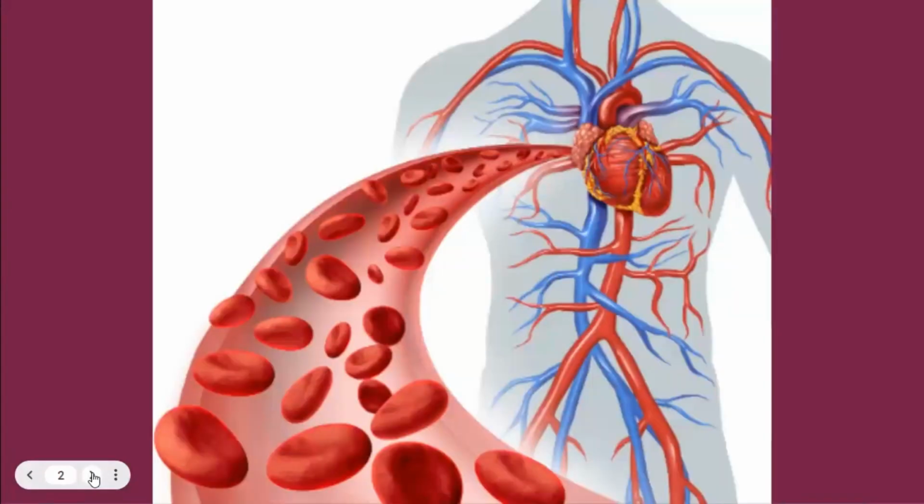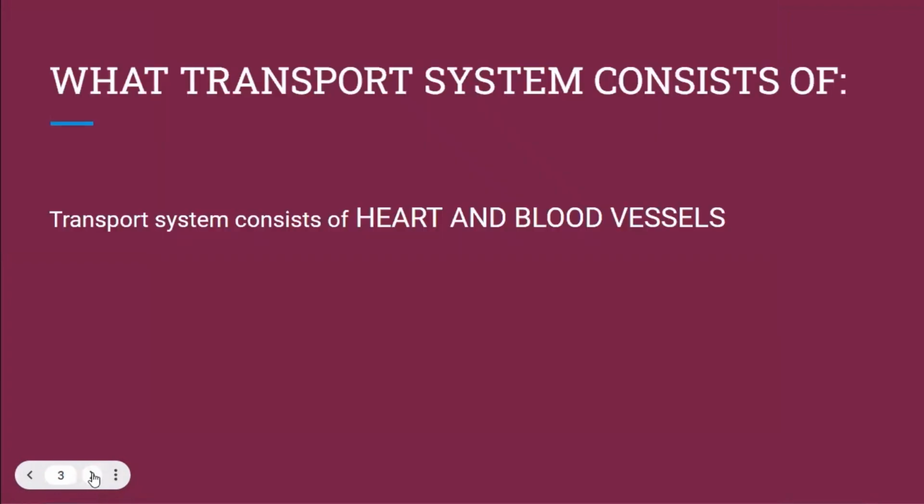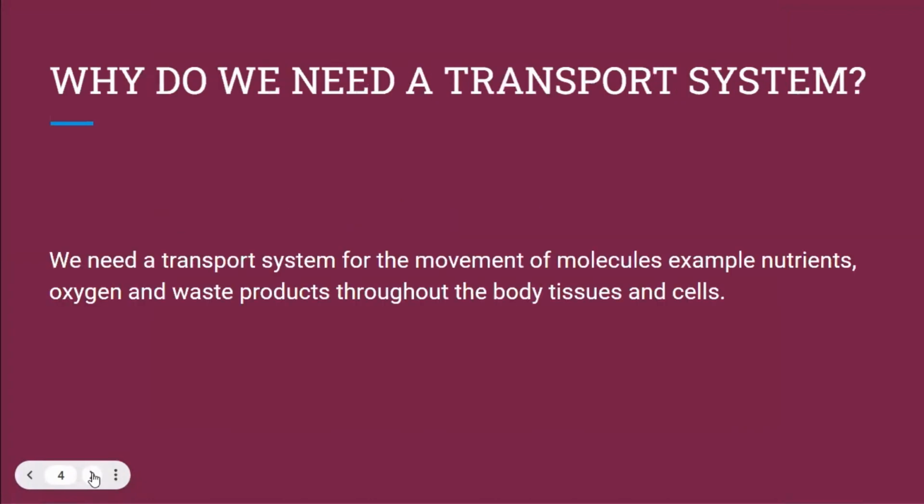Our transport system consists of our heart and blood vessels. The heart is a pump which pumps the blood, and the blood circulates in the blood vessels. So what is the purpose of the heart and the blood vessels, or you can say the transport system? The function of this transport system is to take different molecules of nutrients, oxygen, and waste products throughout our body.